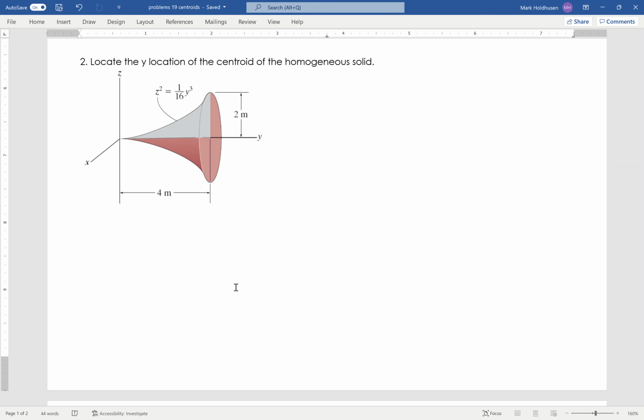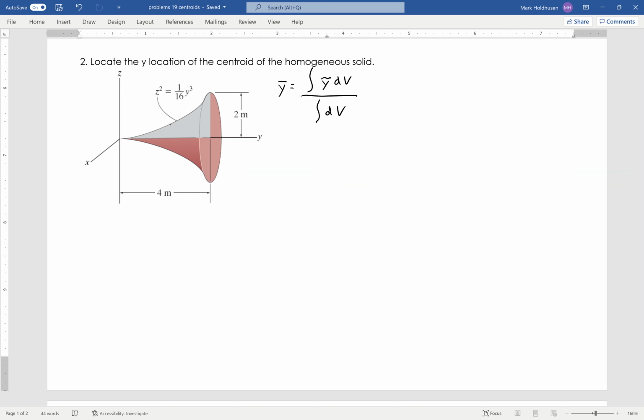Okay, I want to find the location of the centroid for this solid. The equation that we'll use to find this y location, y bar, is going to be the integral of y tilde dV divided by the integral of dV. So I need an infinitesimal volume.